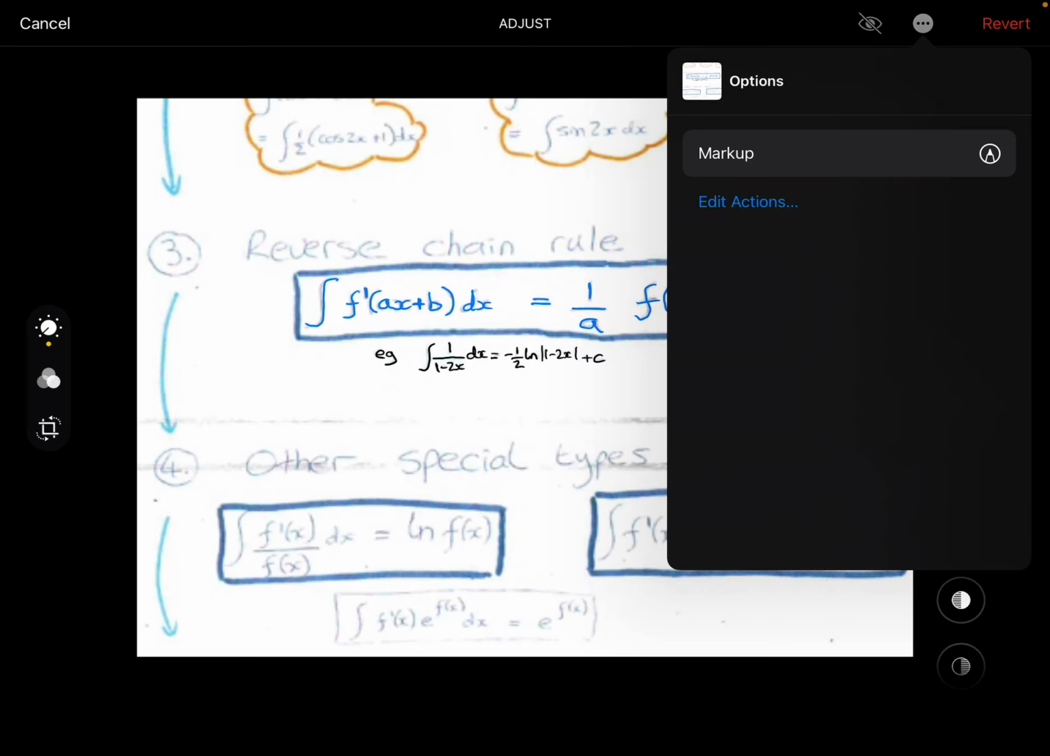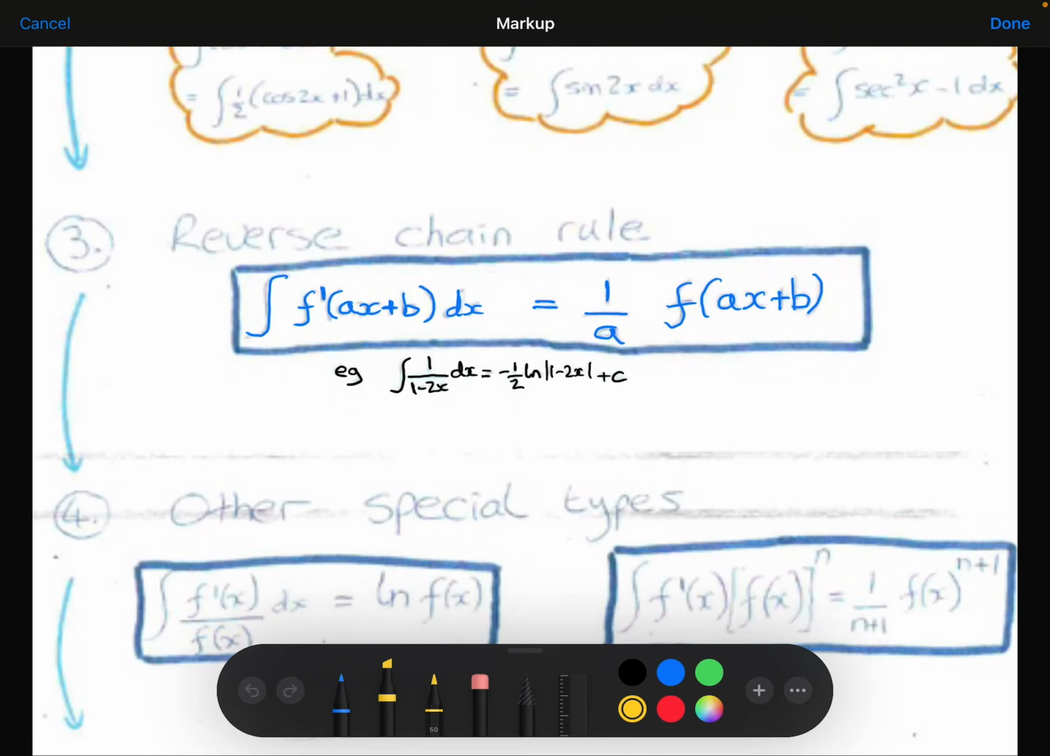Next, remember the reverse chain rule. Something might look complicated to integrate, but do you have a linear function inside another function? If you do, all you need to do is integrate the outside function the way you usually would, whatever that function is, leave the inside the same, and then just divide by the a.